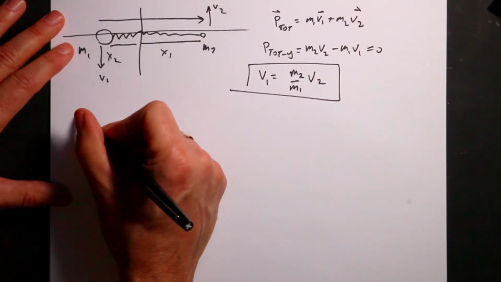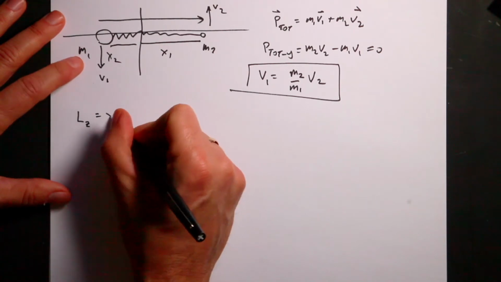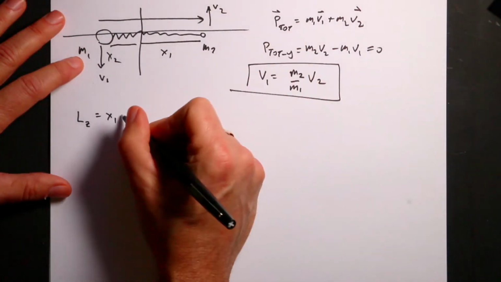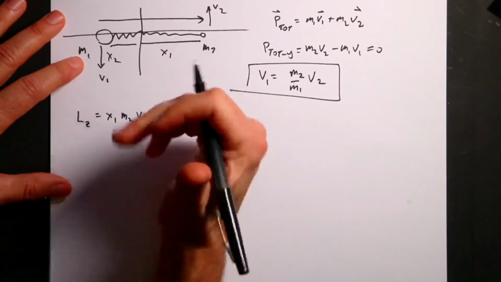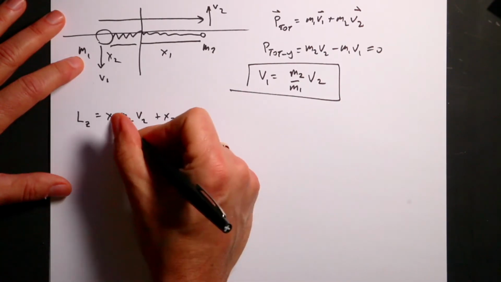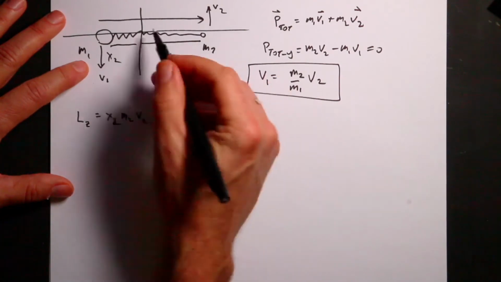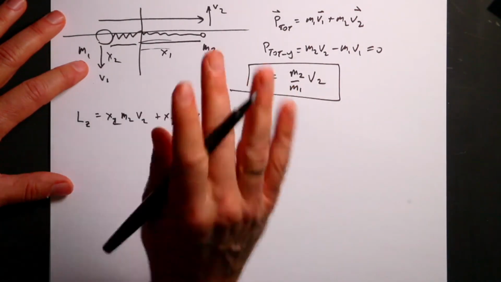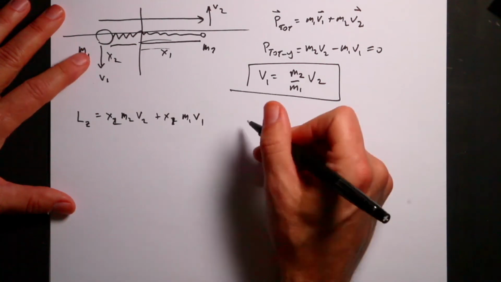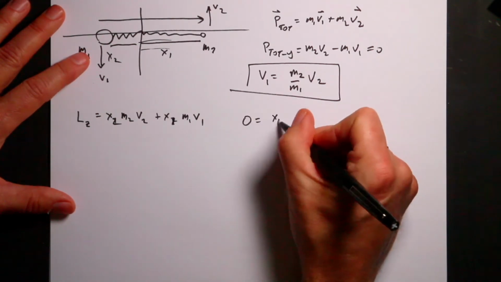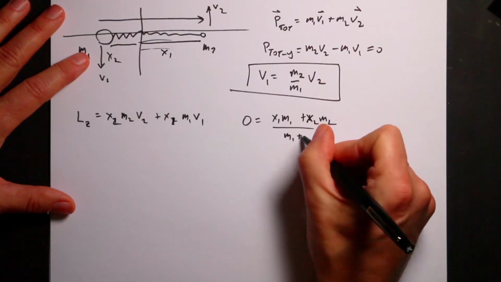Okay, now what about the angular momentum? So L, and this is just the z component. Lz is going to be x1 times this momentum, which is m2 v2. So they're in the same direction. So plus x2 m1 v1, right? Because this is equal to r cross p. So r is this distance, p is perpendicular, so it all works out just fine. But I don't know x1 and x2. But I do know the center of mass has to be at the origin. So I can say 0 equals x1 m1 plus x2 m2 over m1 plus m2. That has to be the case.